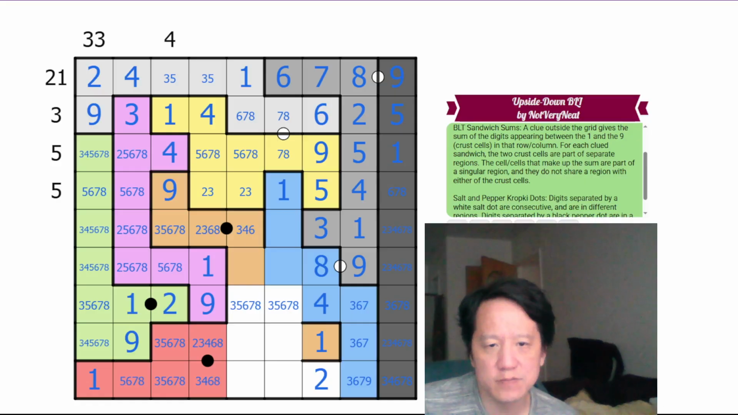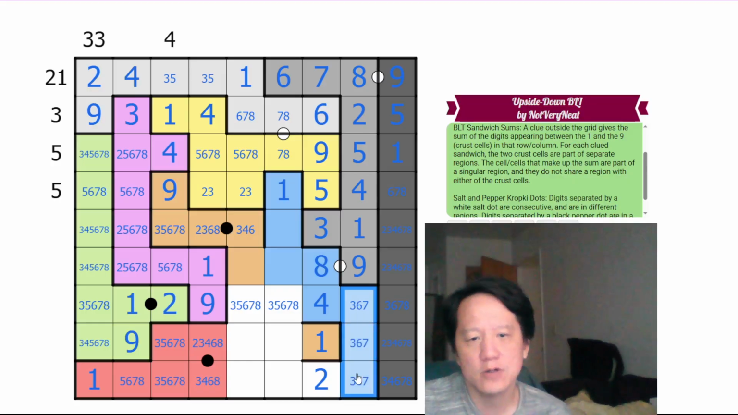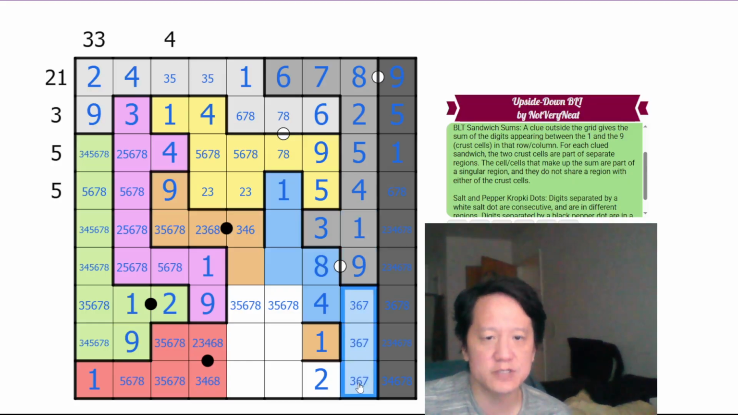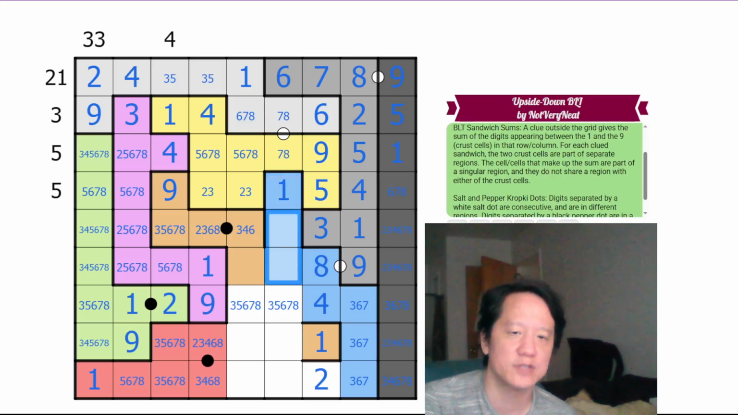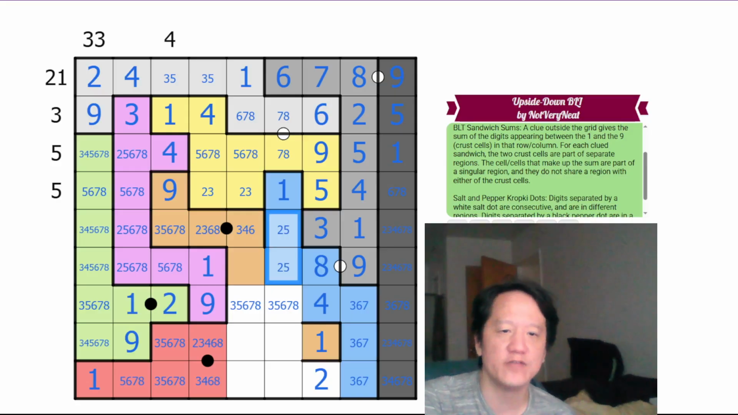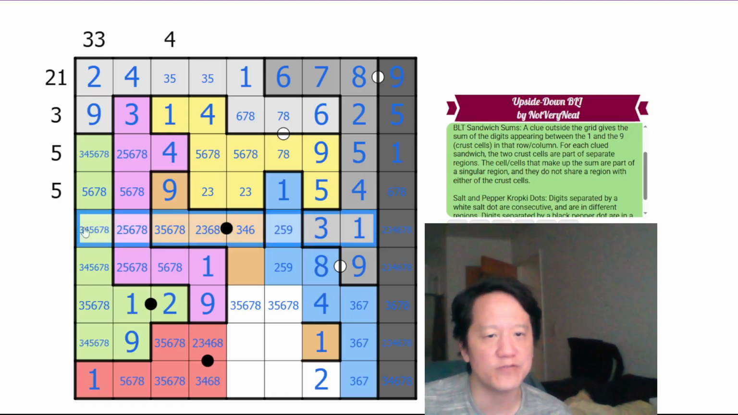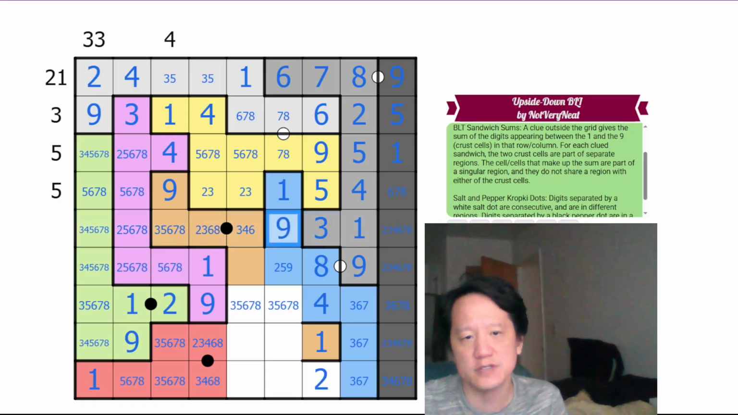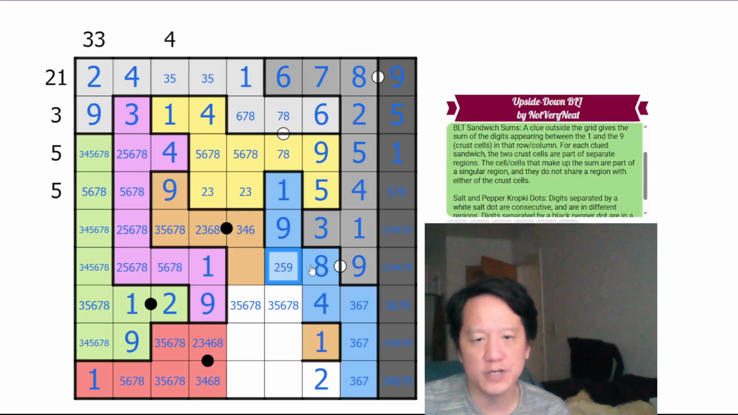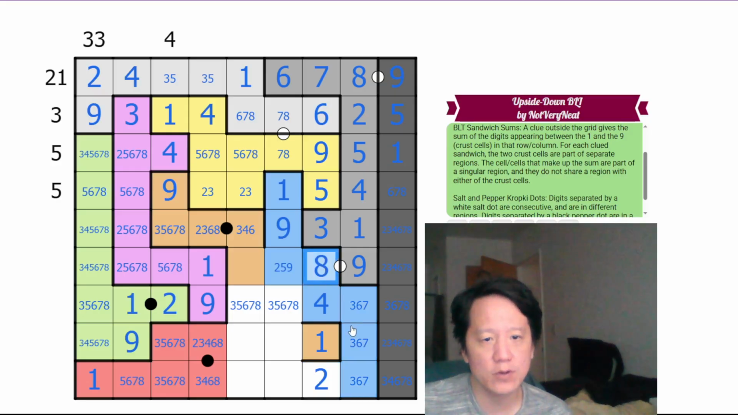This is boundary. No 9 here. So the rest of blue is 3, 6, and 7, which means the rest of blue here cannot be 3, 6, or 7. It has to be 2, 5, and 9. We don't have access to a 9 anywhere in row 5 except for here. So this is 9. We need a 2. So it could go 2 here, potentially as blue. We don't know.